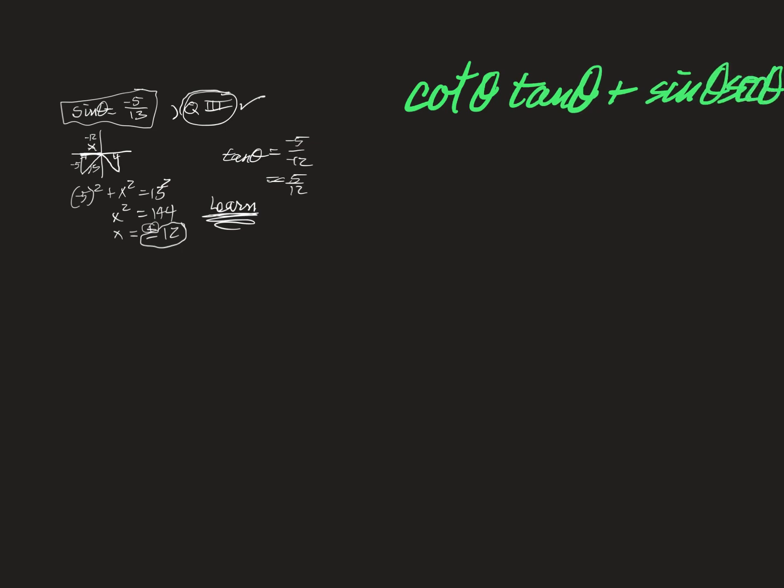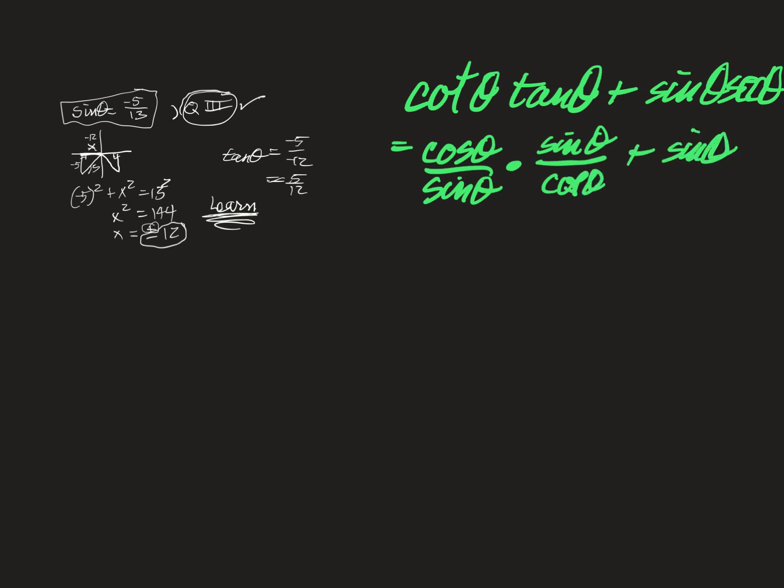Okay? So the big question becomes, can I simplify this a little bit? So one of the ways I can do this is I could rewrite this all in terms of sines and cosines. So cotangent theta by the quotient identity I know is cosine theta over sine theta times tangent theta, which by the quotient identity is sine theta over cosine theta, plus sine theta times secant theta, which is 1 over cosine theta.